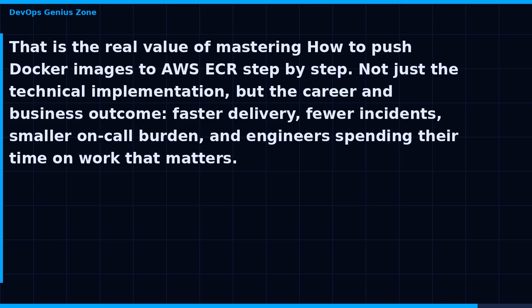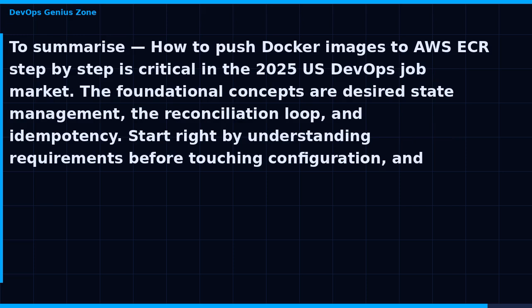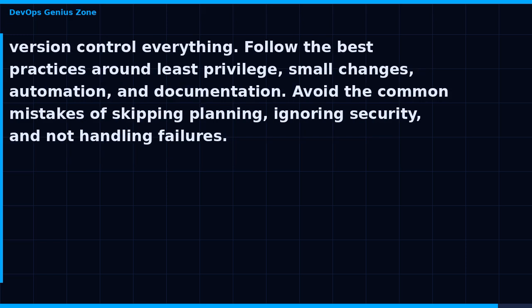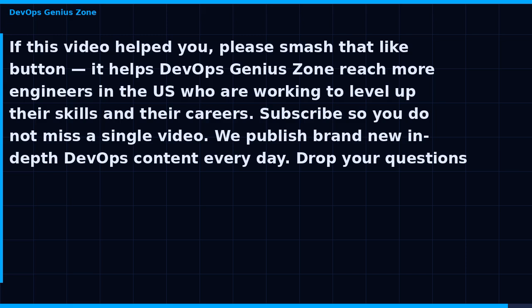To summarize, how to push Docker images to AWS ECR step by step is critical in the 2025 US DevOps job market. The foundational concepts are desired state management, the reconciliation loop, and idempotency. Start right by understanding requirements before touching configuration, and version control everything. Follow the best practices around least privilege, small changes, automation, and documentation. Avoid the common mistakes of skipping planning, ignoring security, and not handling failures.